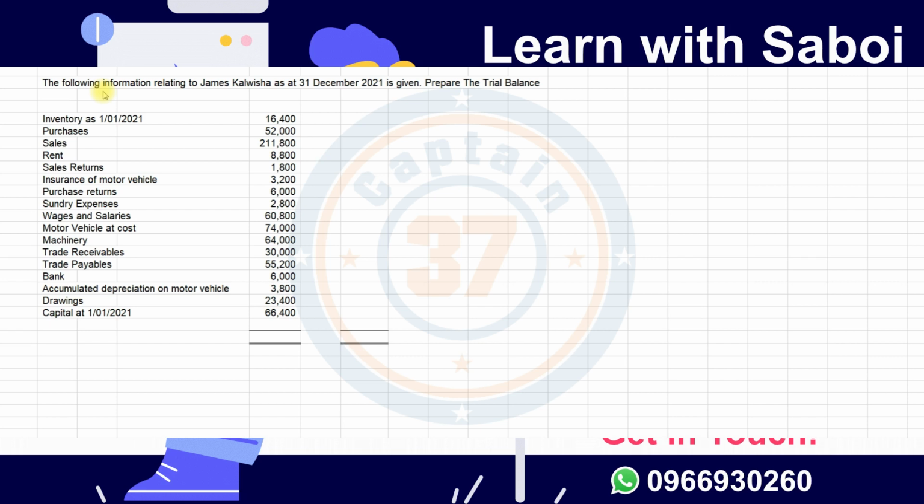Students were instead required to prepare the statement of profit or loss, and further they were required to prepare the statement of financial position. So what I have done for learning purposes is that I have made adjustments requiring you to begin with the trial balance, and the question read as follows. The following information relating to James Kalwashi as at 31 December 2021 is given. Prepare the trial balance. And so here is the information right over here. What we have to do is to prepare the trial balance.